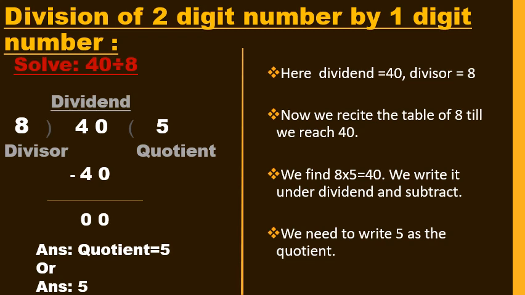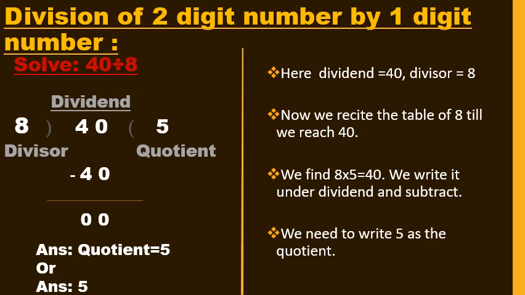Girls, I hope you already have memorized the table of 8, right? So you can easily find out 8 into 5 gives us 40. So here we write 40 just under the dividend and then subtract. And we know 40 minus 40 gives us 0. And we need to write 5, that is 8 5s are 40.